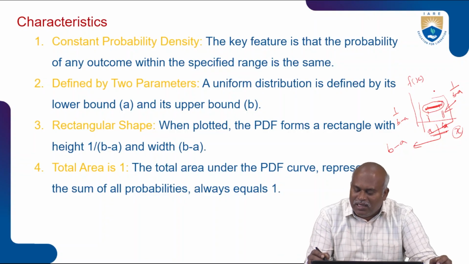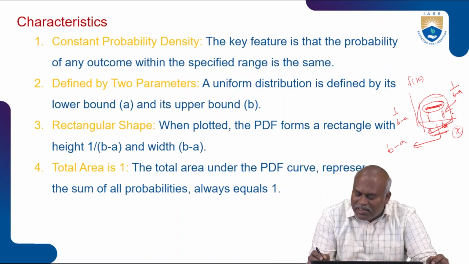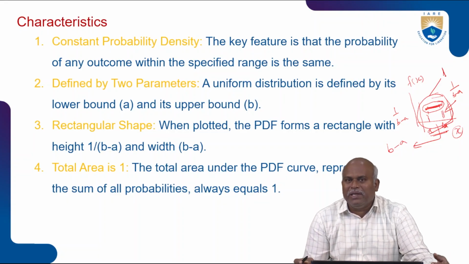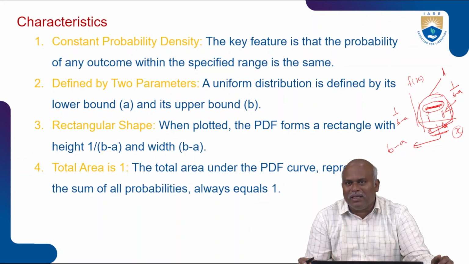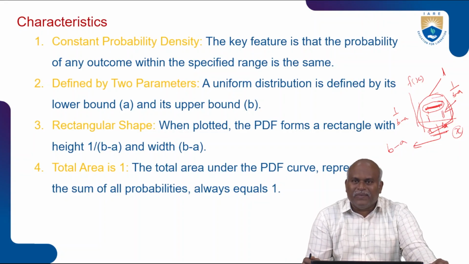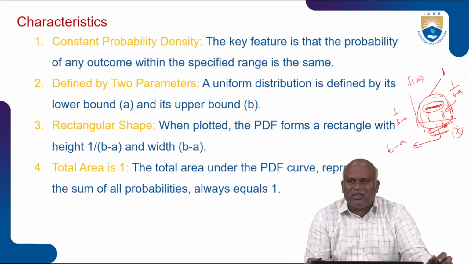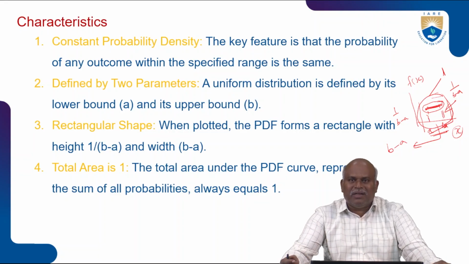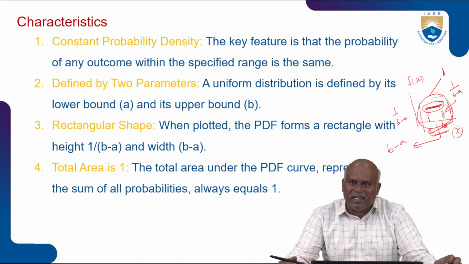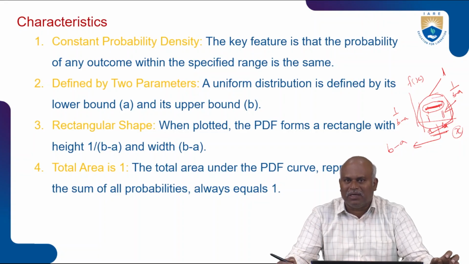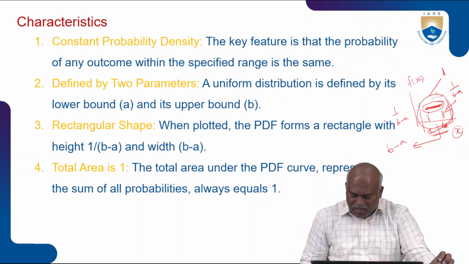Next, total area. The total area under the probability density function is equal to 1. Why? Because for any probability of any events, the total probability is equal to 1. The rectangular shape's total area is equal to 1. Okay, that's what I write: the total area under the probability density function curve, representing the sum of all possibilities, is always equal to 1.